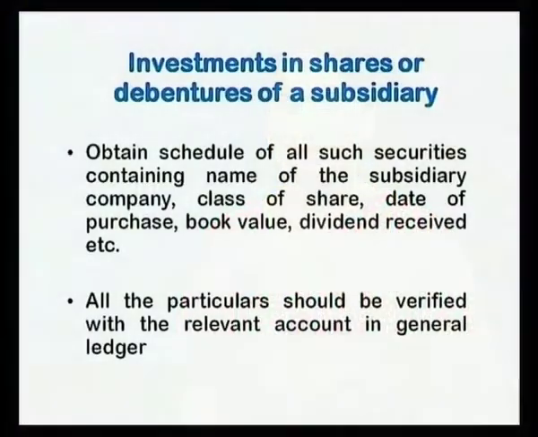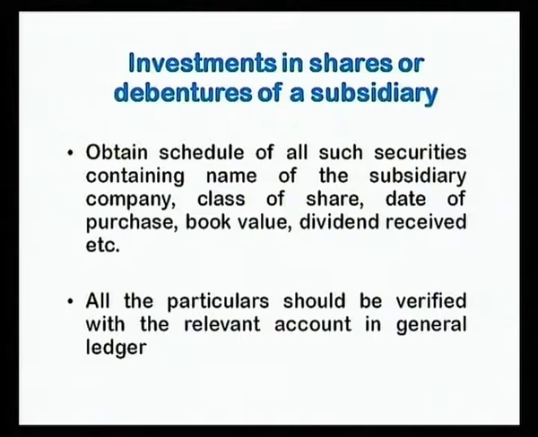Now, the investments in shares or debentures of a subsidiary. Firstly, the auditor should see that he has obtained a schedule of all such securities containing the name of the subsidiary company, class of share, date of purchase, book value, dividend received, etc. All the particulars should be verified with the relevant account in the general ledger.